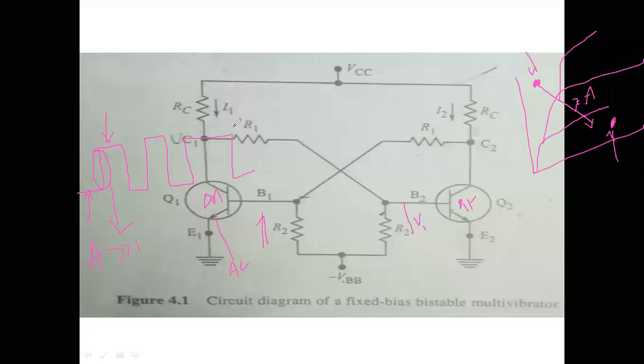Then only the transistor will give the stable outputs. Until we apply the triggering pulse, the transistor will be at a stable position. That means it will be in cutoff or in the saturation zone. If these conditions are not satisfied, the transistor may be in the active region.